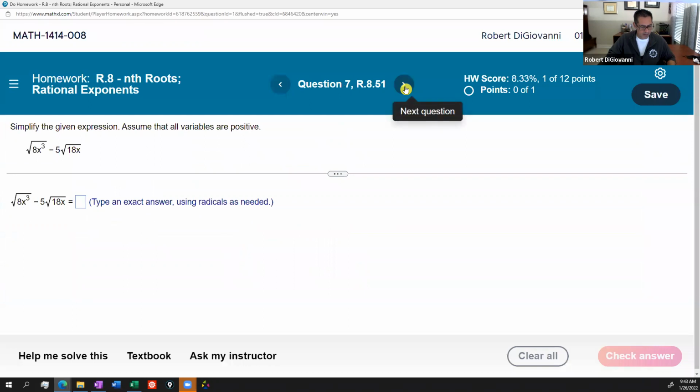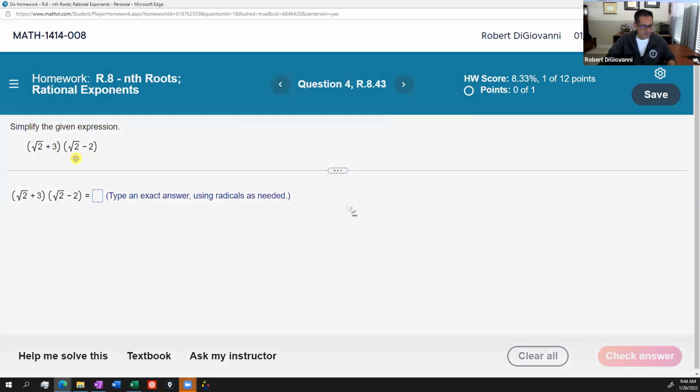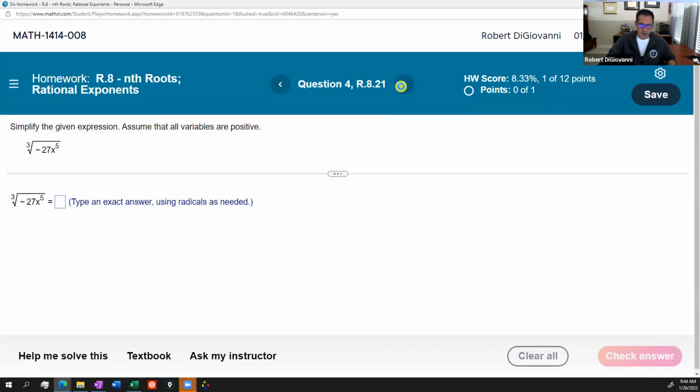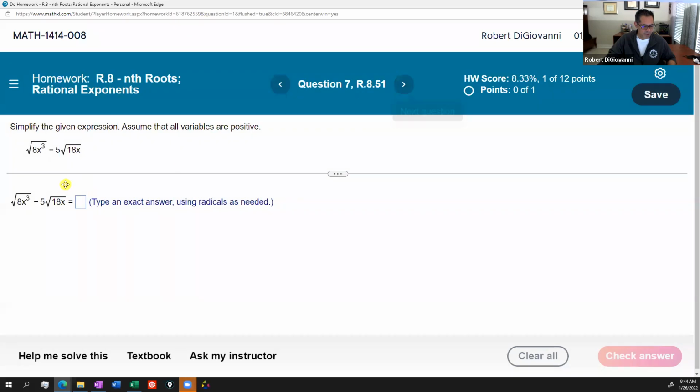Okay, that one is pretty much an extension of the problem that we did earlier, where you simplify the radical, except we have one more thing. You simplify and you put them together. So you simplify this, you simplify that, and then you combine like terms. You see how many more questions I have.